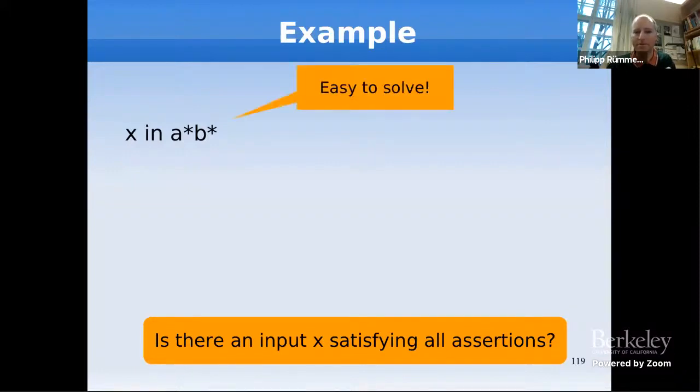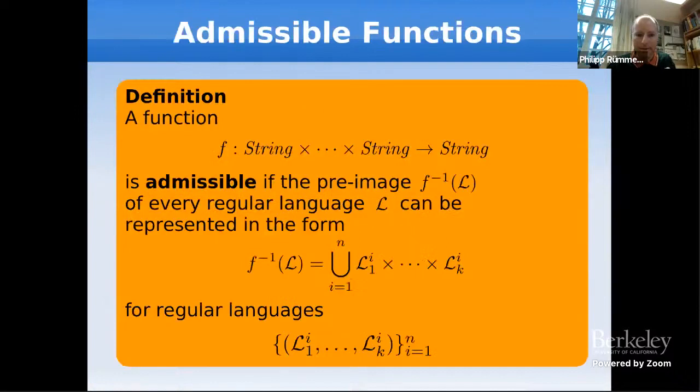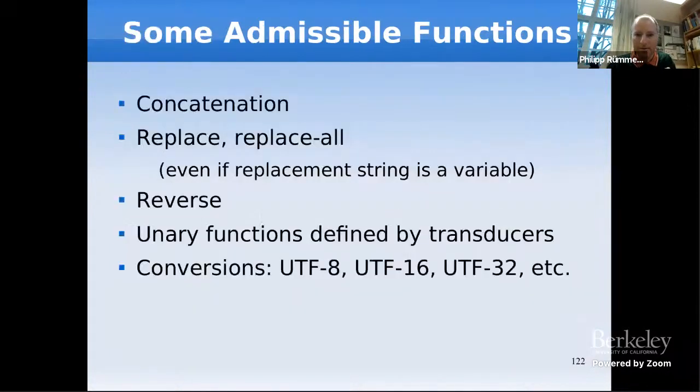This is easy to solve. And right, so this is the overall idea in Ostrich. We are solving constraints using backpropagation. Here are some functions that we can support in this setting.